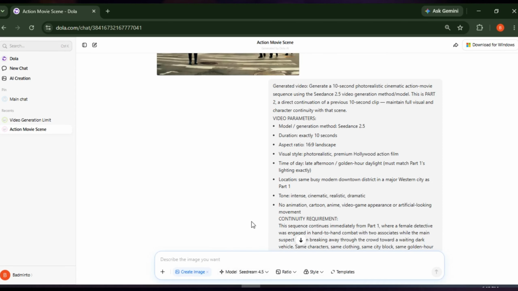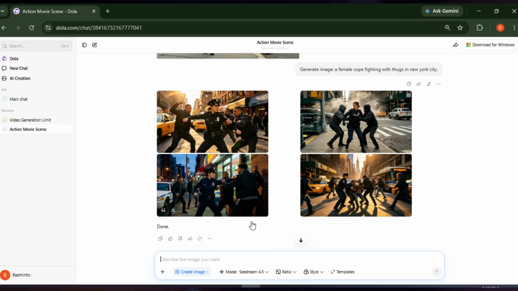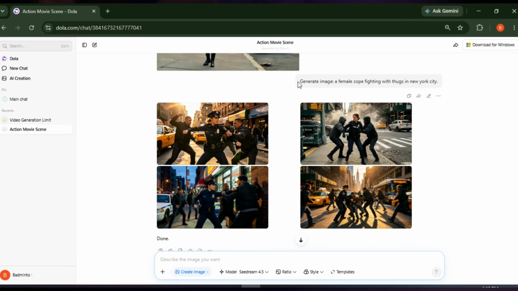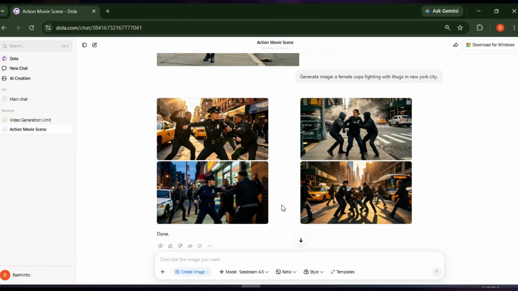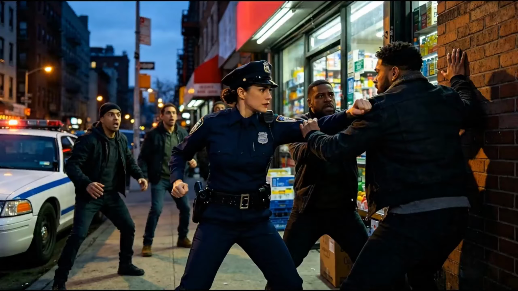Instead of generating a video directly from text, I generated an image first, using Dola's image model, and then used that image as the reference for the video. Same idea, same model. The only difference? This one started from an image, not just text. Watch the difference.